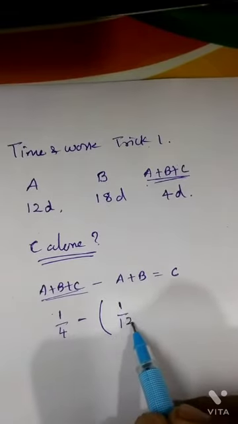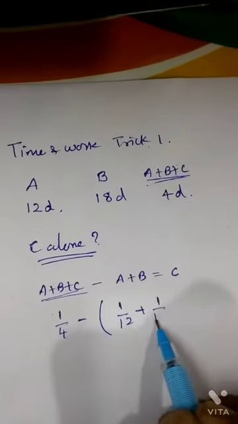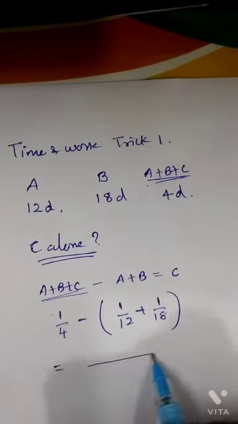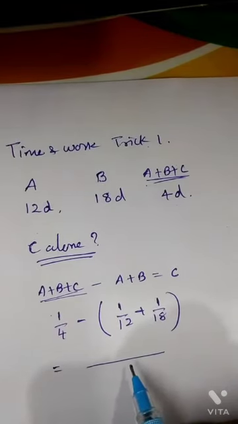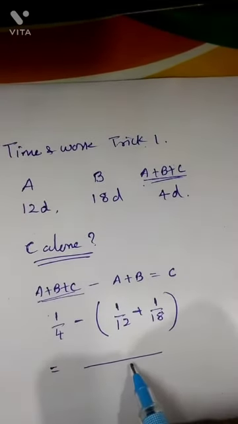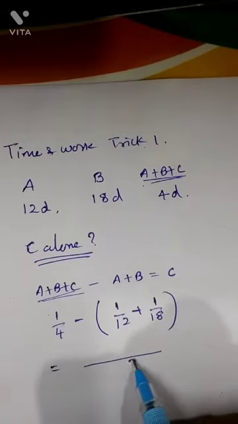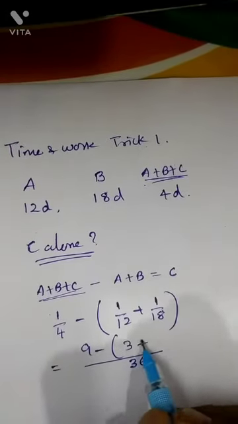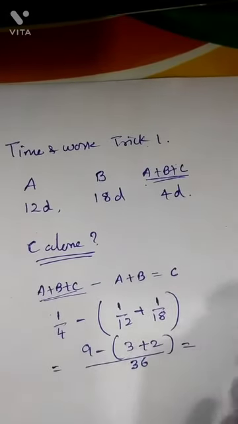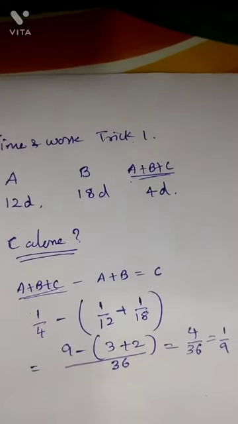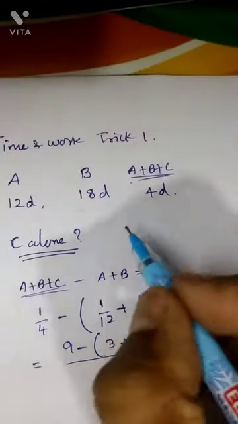A can do a work in 12 days. B can do it in 18 days. If I subtract A plus B from A plus B plus C, I'll get C. Now if we take the LCM of 12 and 18, it is 36. 4 9s are 36 minus, 12 3s are 36 plus 18 2s are 36. That is 9 minus 5, 4 by 36, that is equal to 1 by 9. So dear students, this is the actual process.